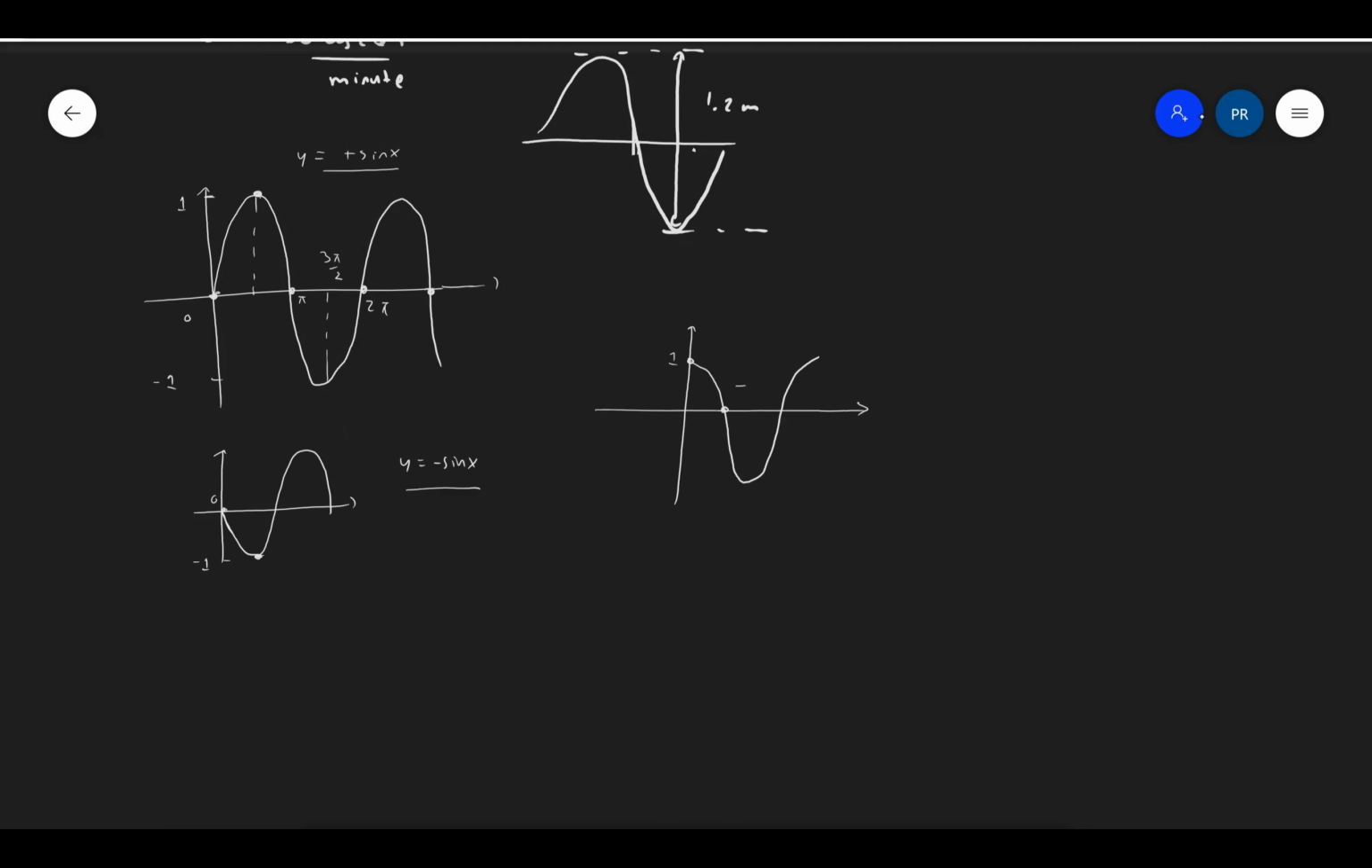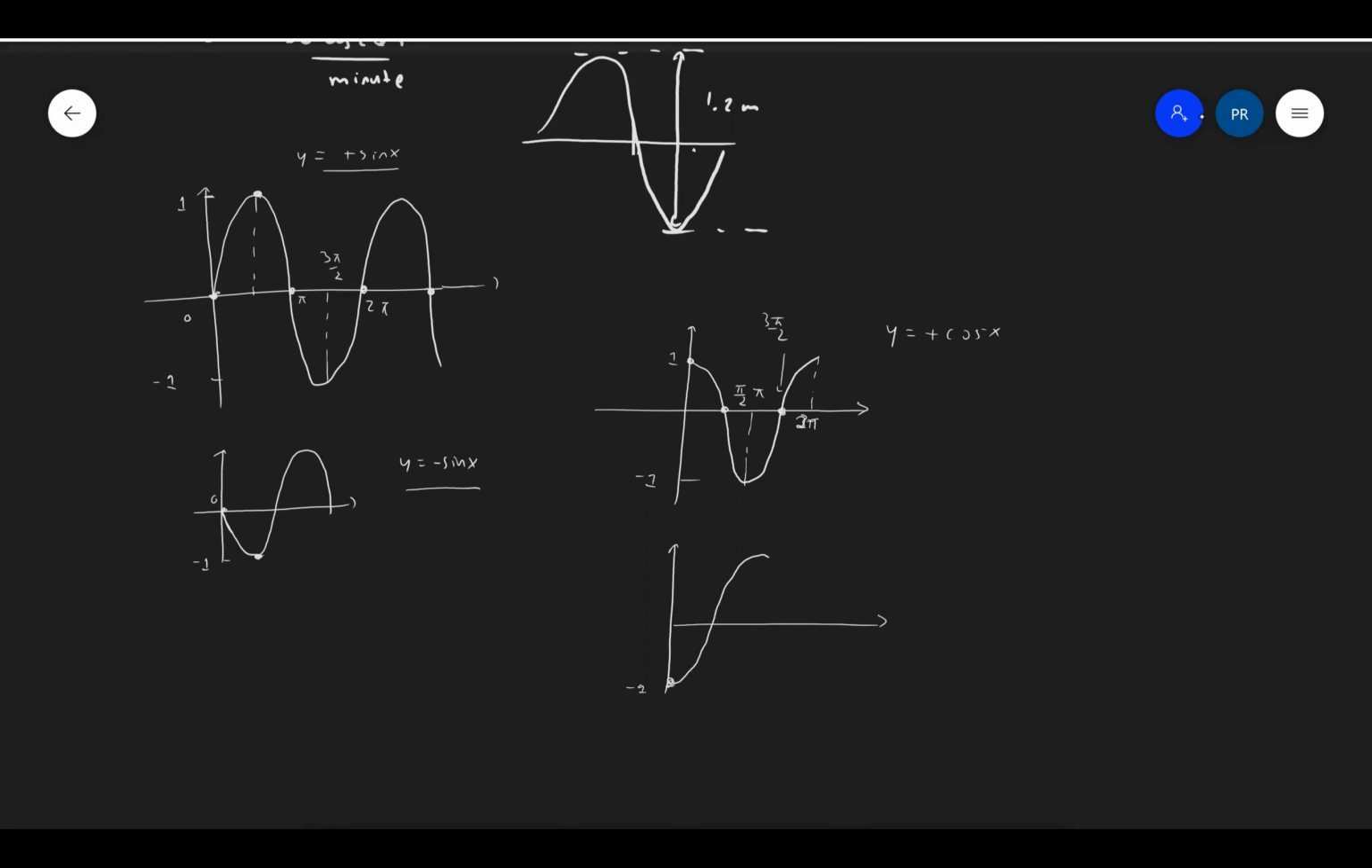Right, so at this point, this is pi over 2 radians. This is basically pi radians. This is -1, and this is 3 pi over 2 radians, and this is 2 pi radians. My take home here is that positive cosine starts at 1, negative cosine starts at -1.